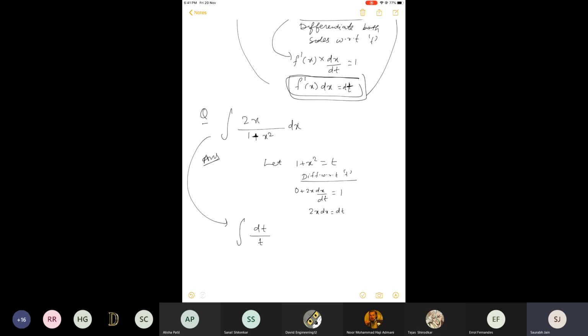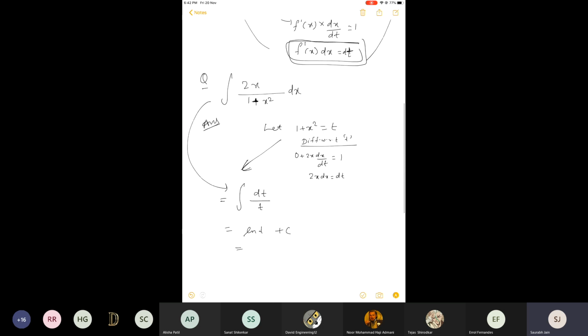Now what I was saying, when you use these substitutions, you will reach a form which will be comparable to the standard formula. This we covered in the last class. It is comparable to the second formula, 1 upon x dx. So what will be the answer? The answer will be ln t. But the question was in terms of x, so what will you do? In place of t you will put whatever you have substituted. That is 1 plus x square. So that is the answer. In this way you will integrate.